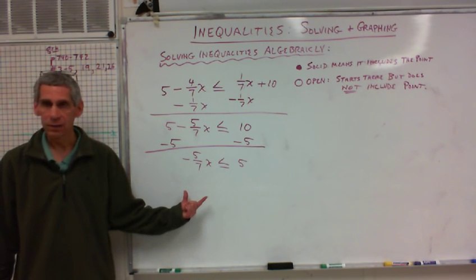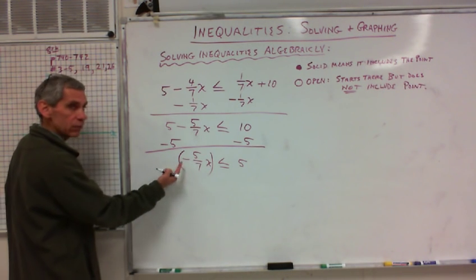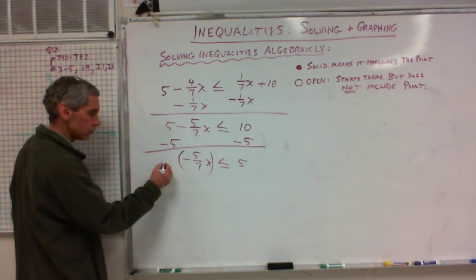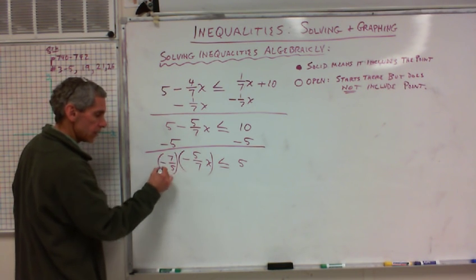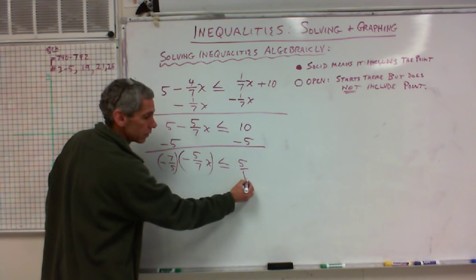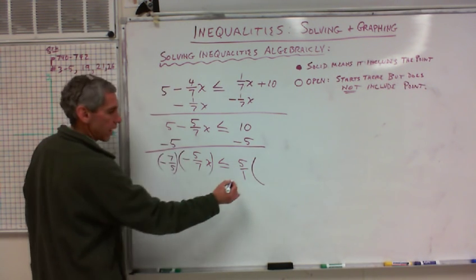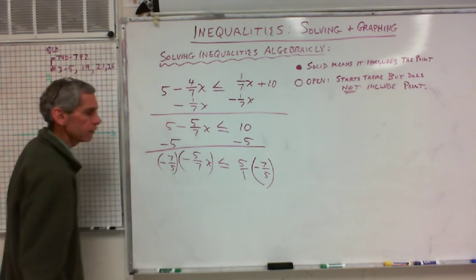All right, so now what do I do? I've got this mess here, negative 5/7 x. I want to know what x is. I multiply by its reciprocal, and if it's negative, the reciprocal has to be negative as well. So negative 7/5, right? And this is 5/1, because I'm going to be multiplying a fraction by negative 7/5.